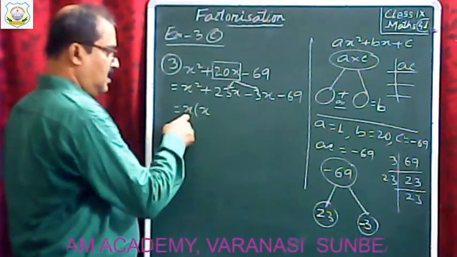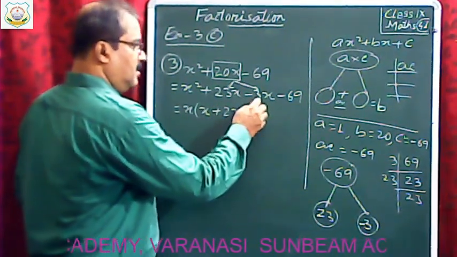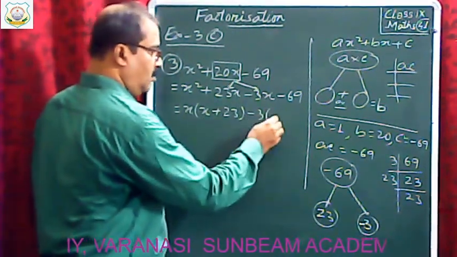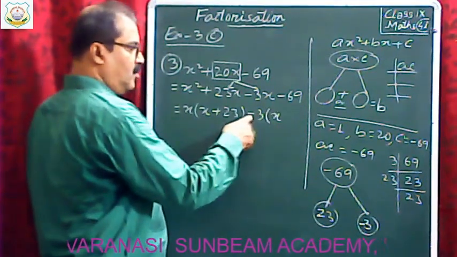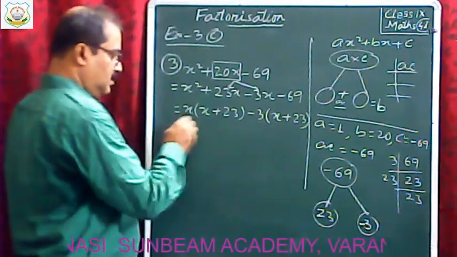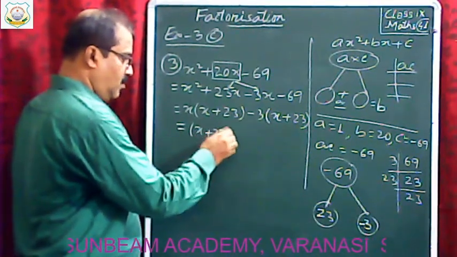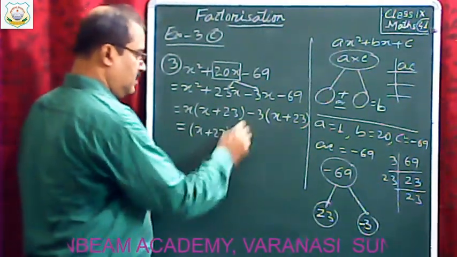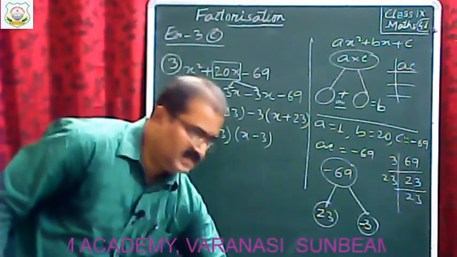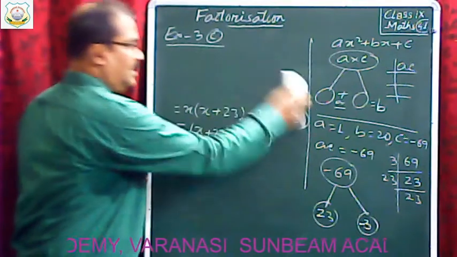So x square, we have taken out x common, then x is left plus 23. Then minus 3x minus 69. So 3 is common, take out 3 common. So x, and since you have taken out a negative, you have to make the opposite sign, plus 23. Again we get common factors of both the terms, and finally you have to take out the common factor: x plus 23, x plus 23, and x minus 3 left within the bracket. Isn't it? So this is the process of splitting up the middle term. Okay, let's see next.